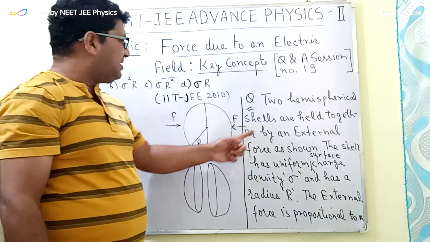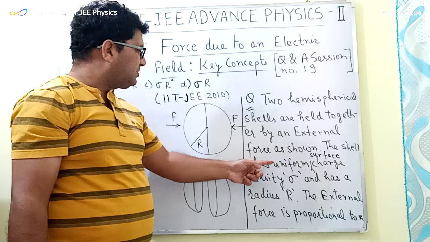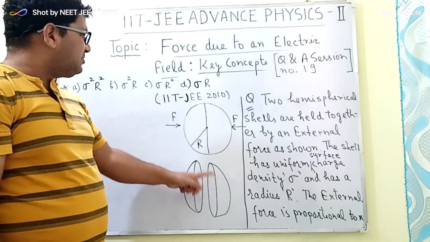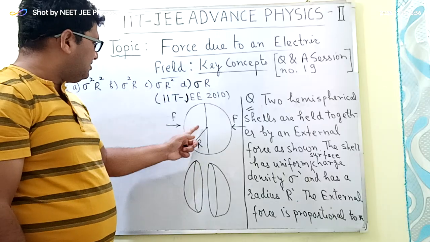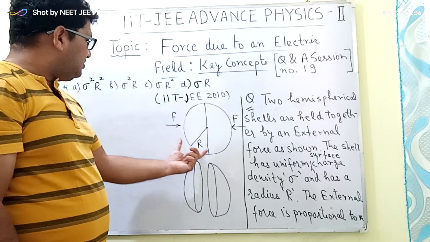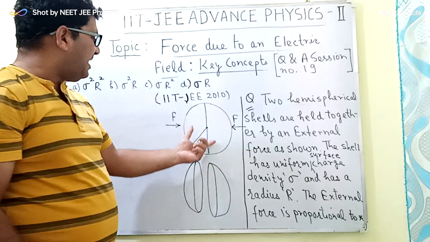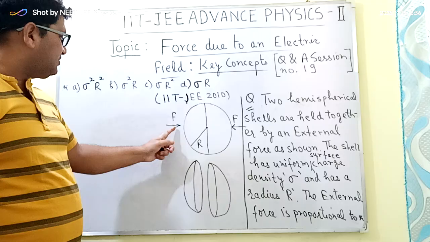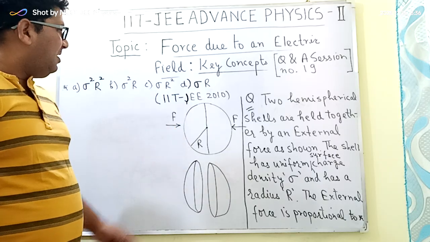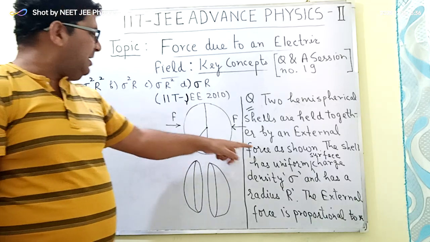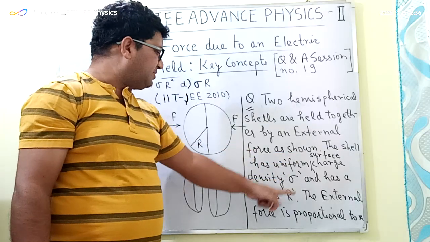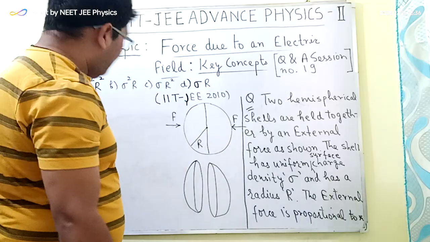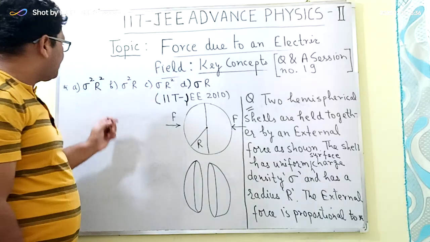two hemispherical shells are held together by an external force as shown in this figure. So these are the two hemispherical shells which are held together by an external force. These two hemispherical shells are in contact with each other due to the application of this external force, and this shell has got uniform surface charge density sigma and has a radius of r. So the external force is proportional to, so we have been given here 4 options, and we have to find the correct option.